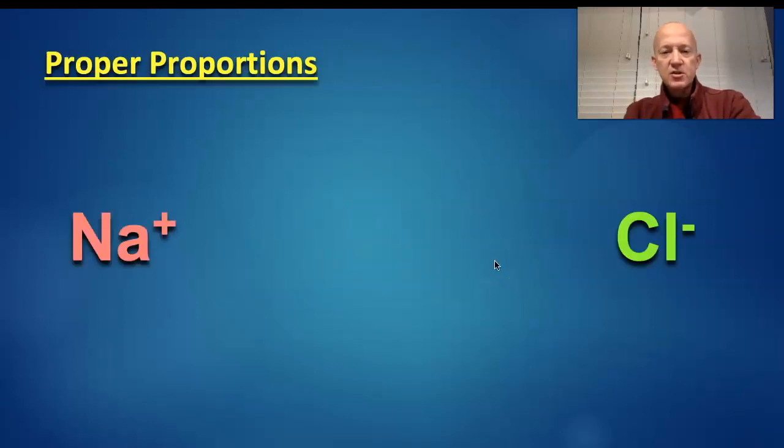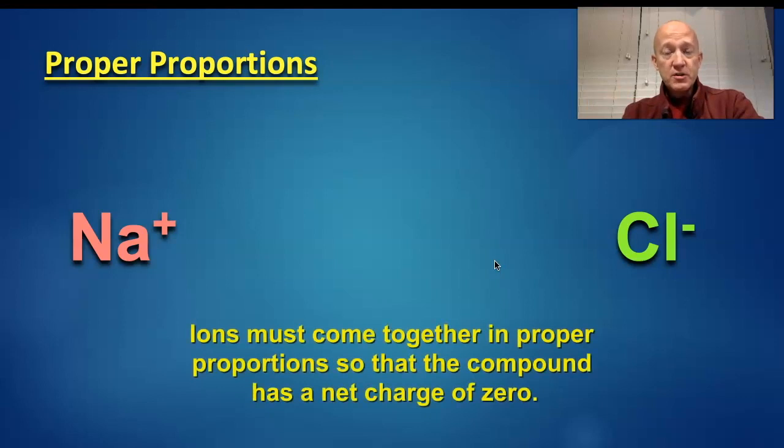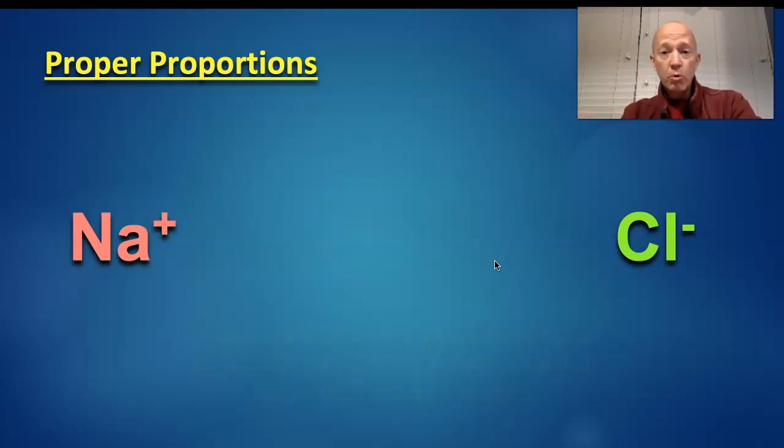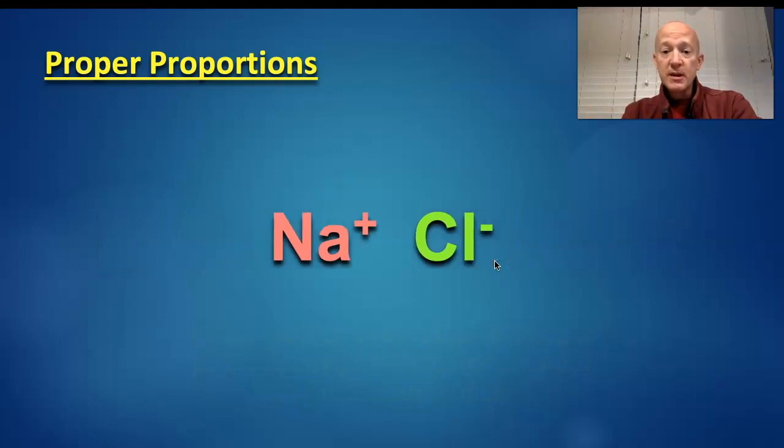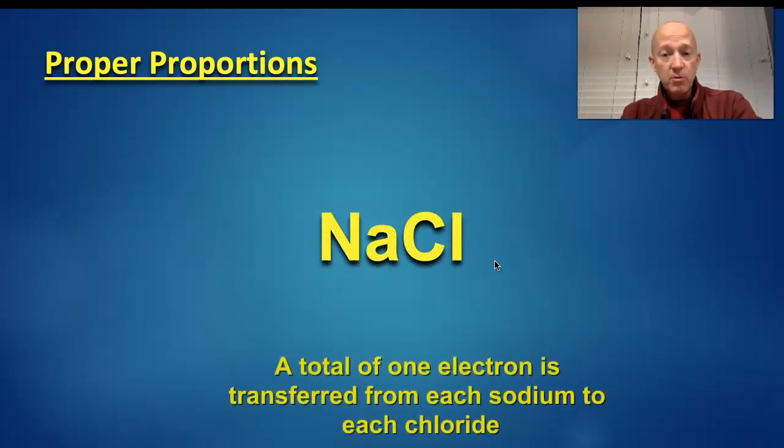So let's go back to sodium and chloride again to show you a principle here. And that is that when ions come together, they must come together in the right proportions so that the overall charge of the compound will be 0. In this case, all we need is 1 sodium and 1 chloride, and those 2 can come together to give us sodium chloride. It's really easy in this case. So they just combine in a 1-to-1 ratio.